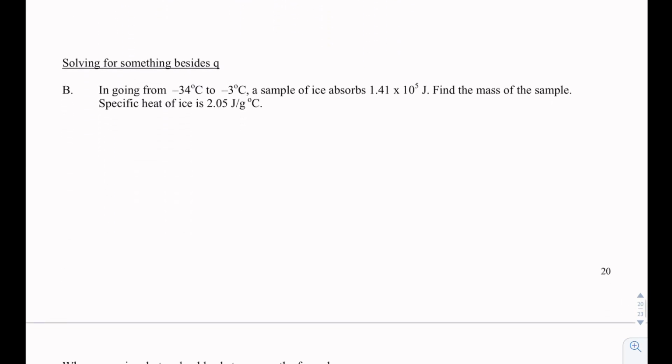In B, we're going to solve for something besides Q. It says in going from negative 34 degrees Celsius to negative 3 degrees Celsius, a sample of ice absorbs 1.41 times 10 to the 5th joules. Find the mass of the sample. The specific heat of ice, again, is given as 2.05 joules divided by grams times degrees Celsius. Go ahead, underline all the numbers that you're given and label them, and then circle what we're trying to find.